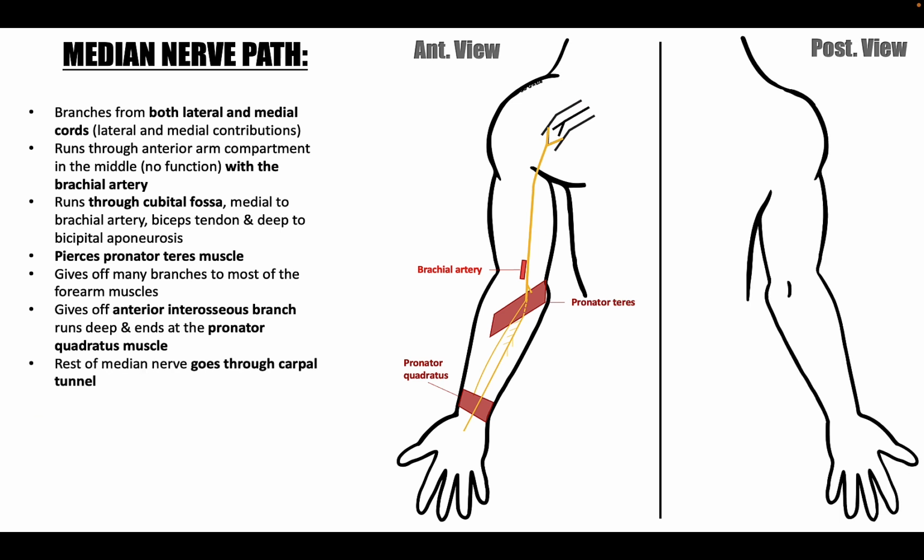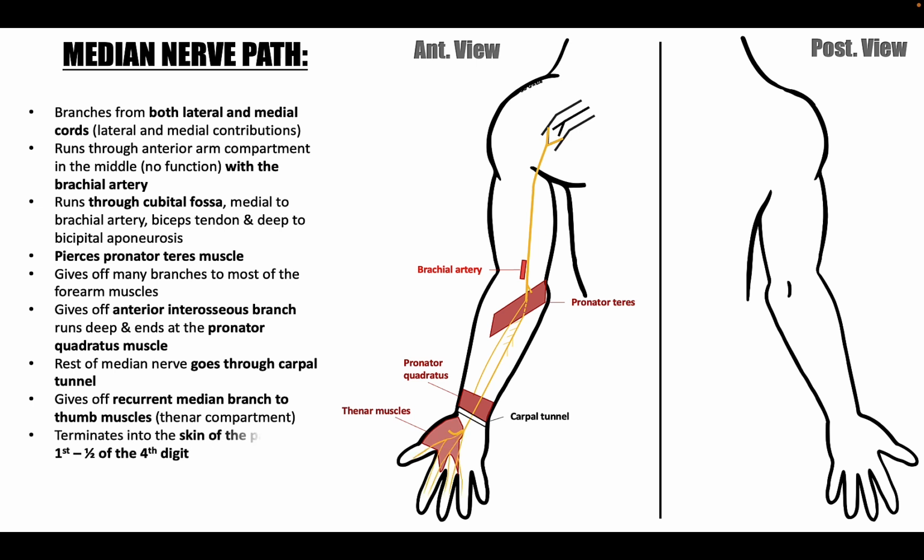The other part of the median nerve that continued through the anterior forearm innervates most of the muscles, then runs through the carpal tunnel into the palmar hand. It gives off another very special branch called the recurrent median nerve that will innervate your thumb muscles, as well as giving off sensory branches that provide sensation to most of the palmar hand, the first through the half of the fourth digit, including the tips of the dorsal parts of those digits.